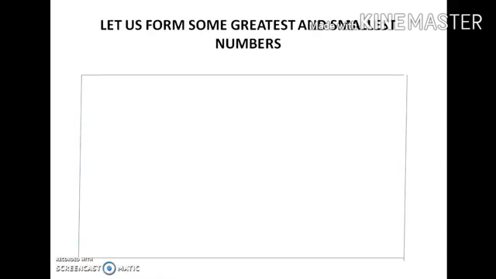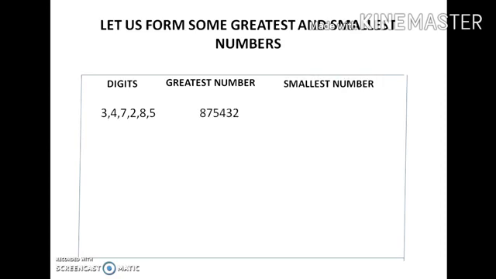Now, let us see some more examples. The given set of digits 3, 4, 7, 2, 8, and 5. The greatest number formed is 8,75,432, and the smallest number formed is 2,34,578. From the next set of digits, the greatest number formed is 9,65,420, and the smallest number formed is 2,04,569.